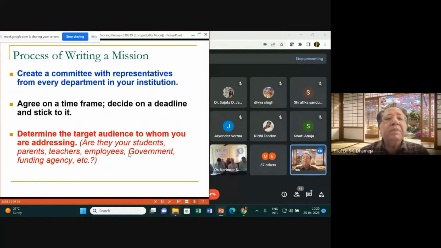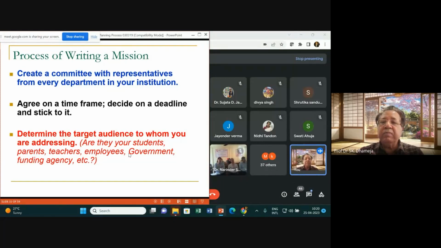So what is the process of writing a mission? Create a committee with representatives from every department of your institution. Agree on a time frame, decide on a deadline and stick to it. Determine the target audience to whom you are addressing.